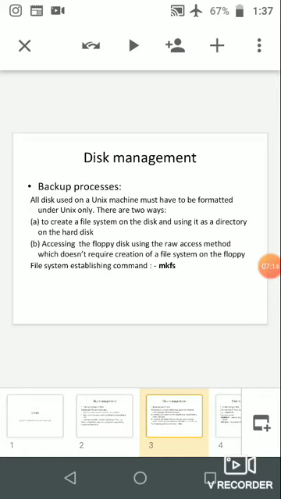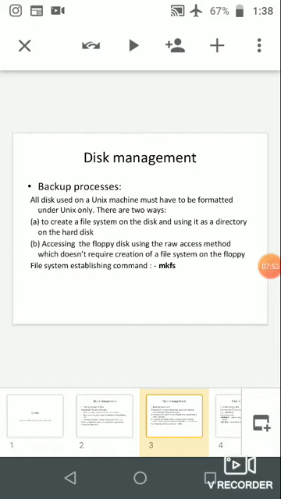And whenever we take the backup, one important thing you have to keep in mind is that the disks used in a Unix machine must be formatted under Unix only. You are not allowed to format them in another environment. You have to format under the Unix environment. And once it is formatted, then it can be used in two ways in Unix.